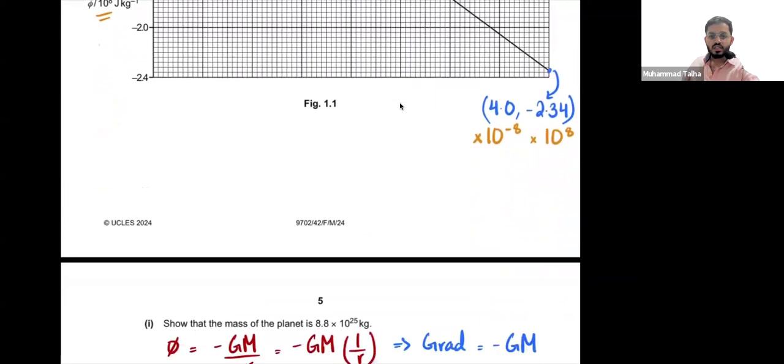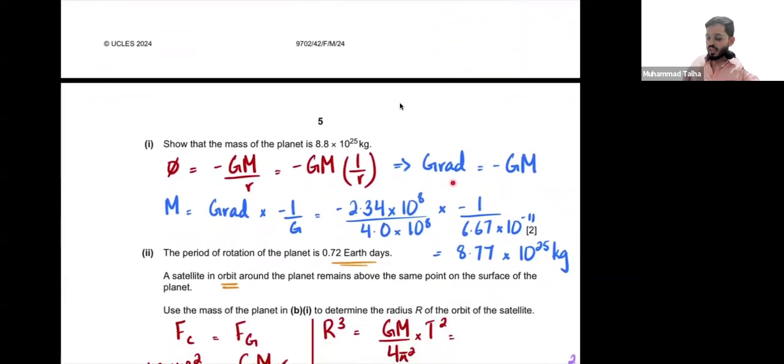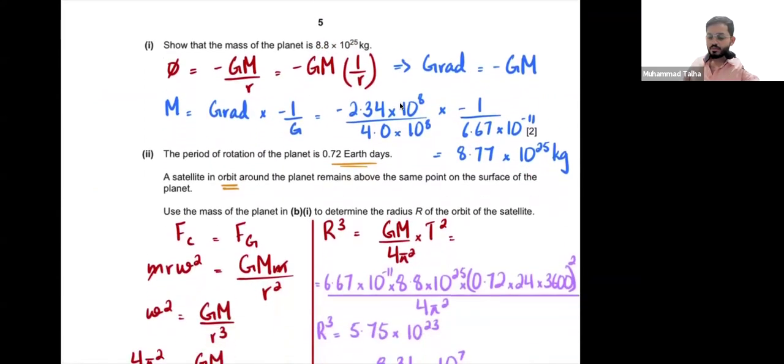So I just calculate the gradient, which is equal to negative GM. So it's up to you if you want to first calculate the gradient, then do the math. I prefer this, that I first make the subject and then I just chuck in the values. So gradient and then times minus 1 over the gravitational constant gives us 8.77 into 10 to the 25, which to 2 SF is 8.8 into 10 to the 25.